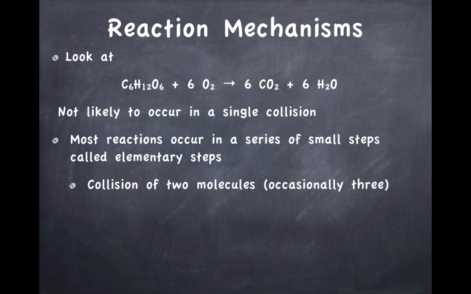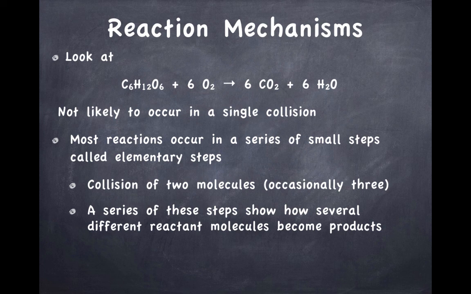So we generally have two molecules colliding. Occasionally we'll have three molecules colliding, but we always try to work it with two, because two things running into each other is much more likely than three things running into each other, because the collision for three things would have to be those three things meeting at the same time, at the same point in space, with the proper geometry. So we link together a series of these steps, and we show exactly how reactant molecules become products through this series of steps, and this is what we call a reaction mechanism.